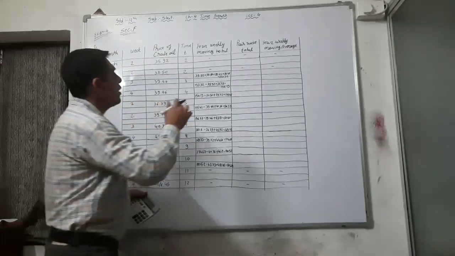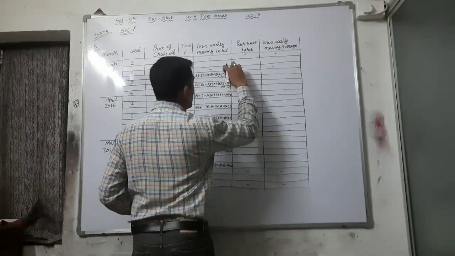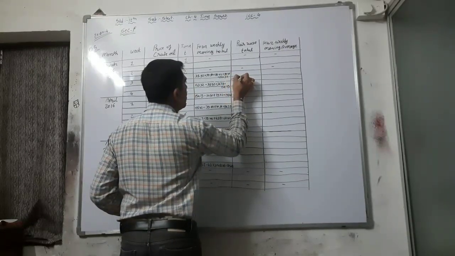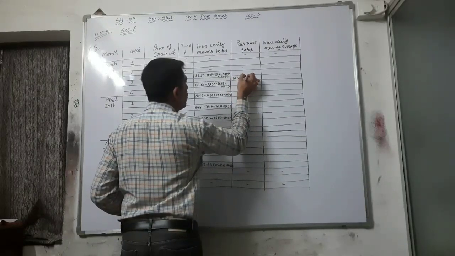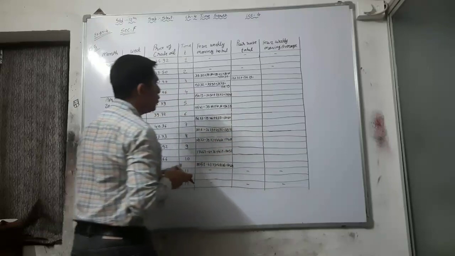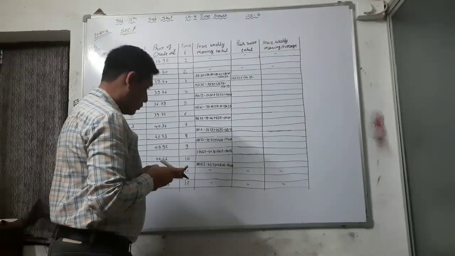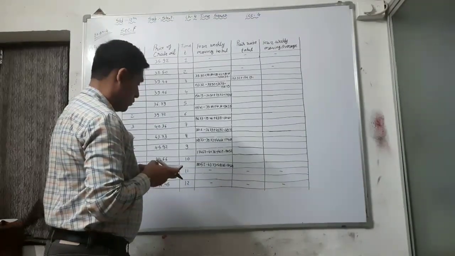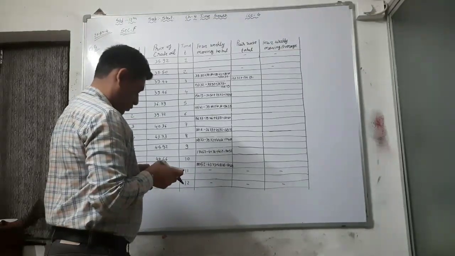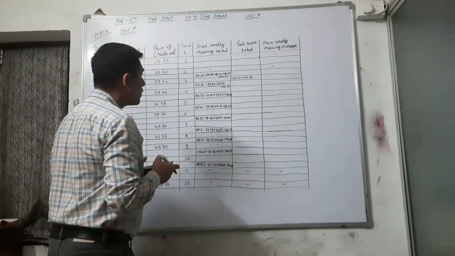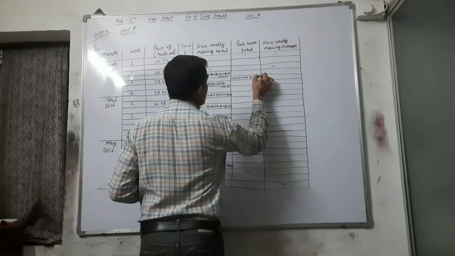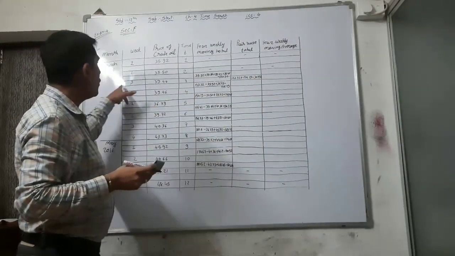Now pairwise total. Here we have to write the pairwise total, that is center of these two. Here 153.32 plus 154.19 is equal to 307.51. Is the pairwise total for the third year.